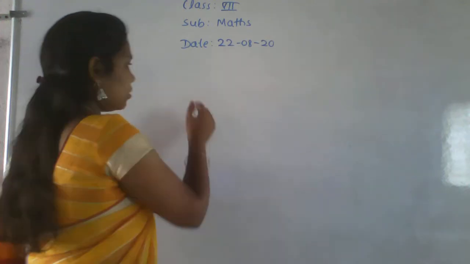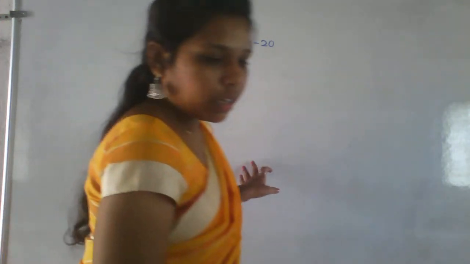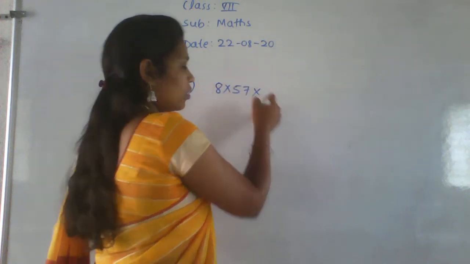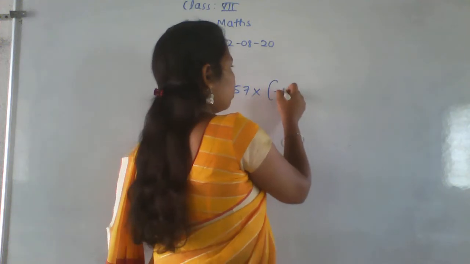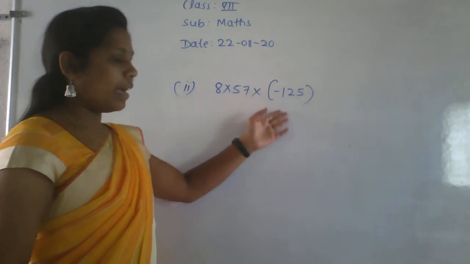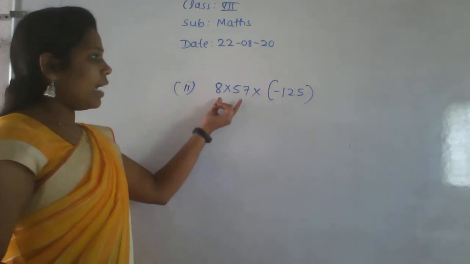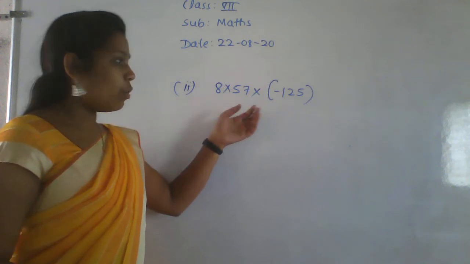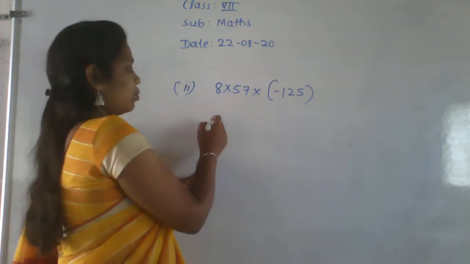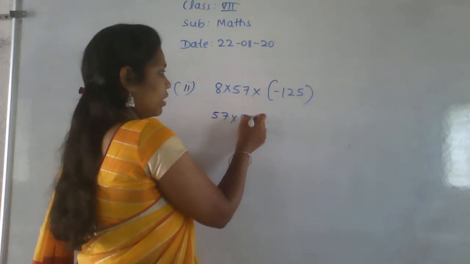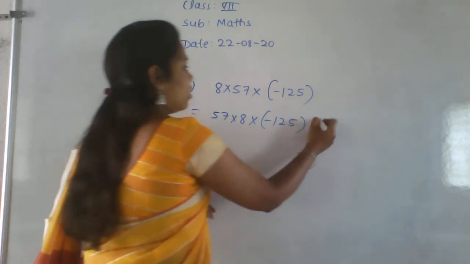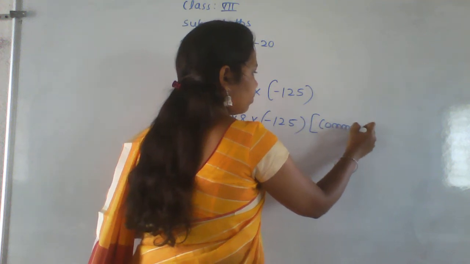That is, second one is 8 into 57 into minus 125. Okay, so 8 into 57 into minus 125 is there. Again I am using a commutative property. Okay, so 125 into 8 is very easy to multiply. So just do now 57 into, that is minus 125. Okay, so here write commutative property.